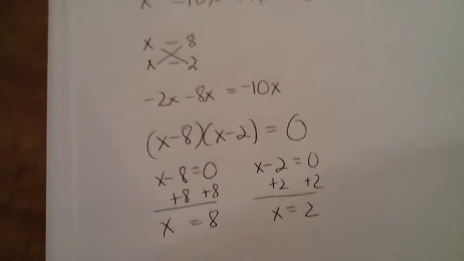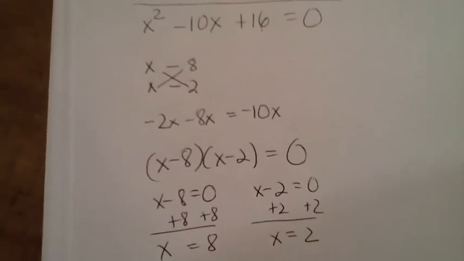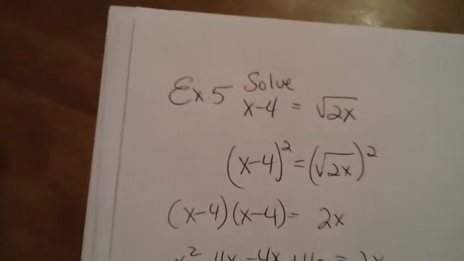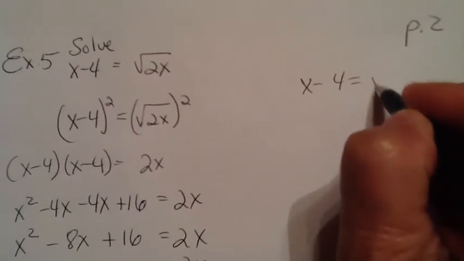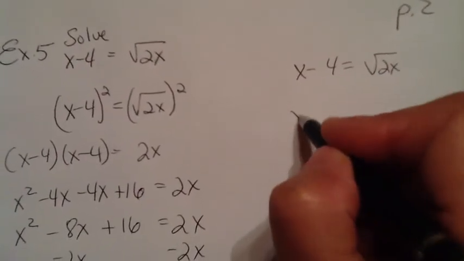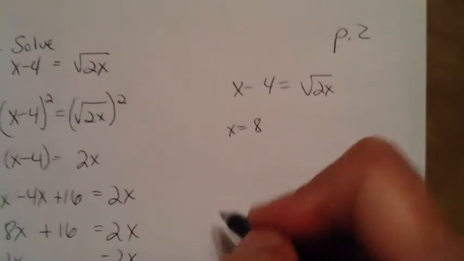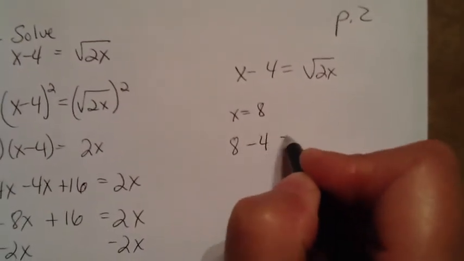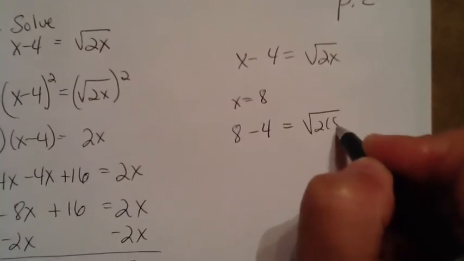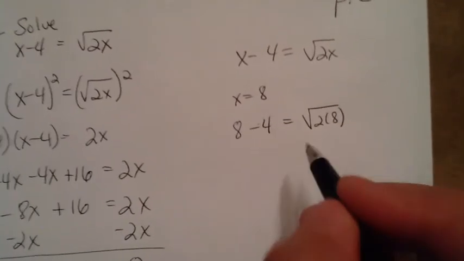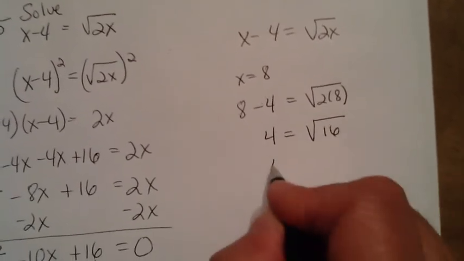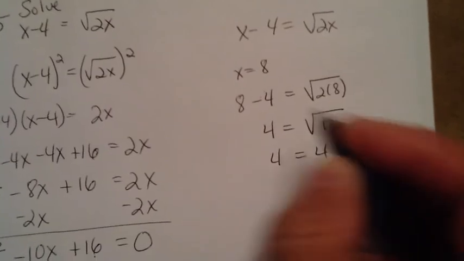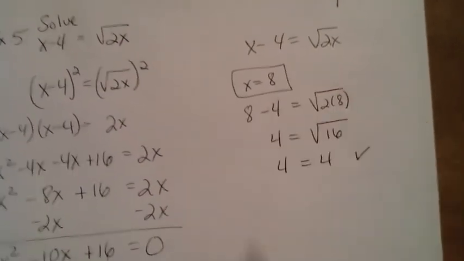Well, let's check back at the original problem. So I'm going to check both of them. Now, I'll go back up here, and I'm going to write x minus 4 equals the square root of 2x. When x is 8, let's see what we get. 8 minus 4 equals the square root of 2 times 8. 8 minus 4 is 4. The square root of 16. Does 4 equal 4? Yep. So here's one of our answers.